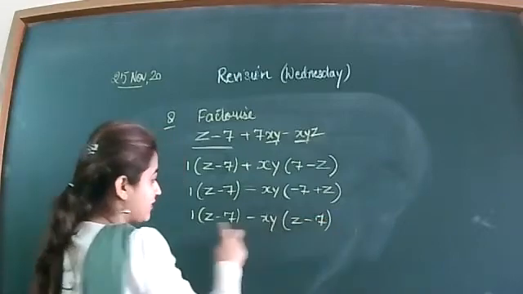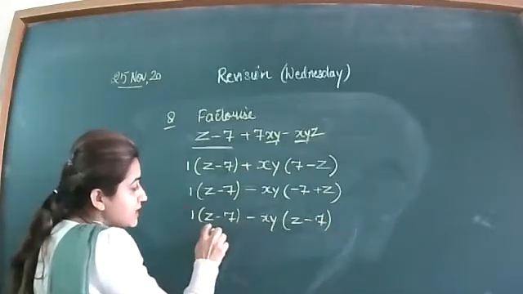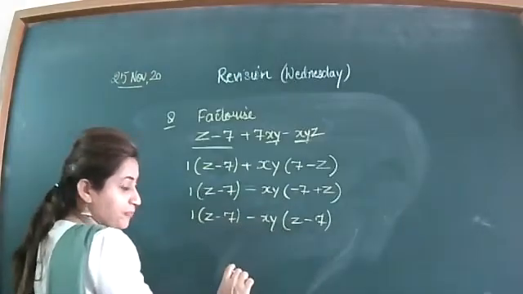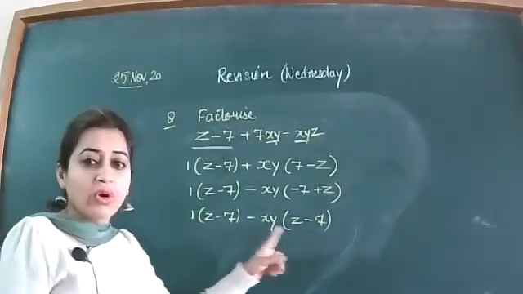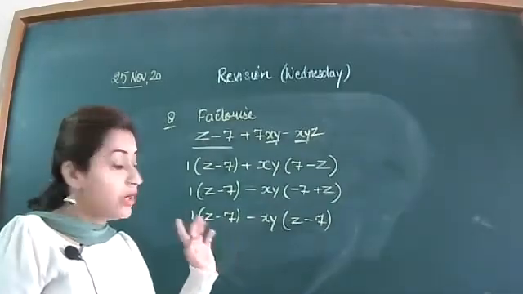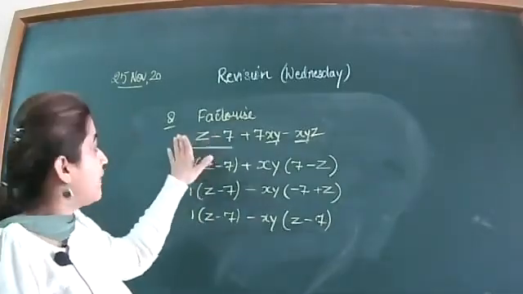So I will write minus 7. Now you can see that both the terms in the bracket are now the same. That means we have done the factorization in the correct manner. If you are not getting the same terms in the bracket, then you have to change the pair.